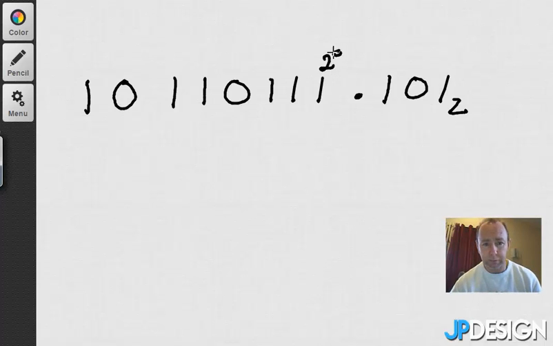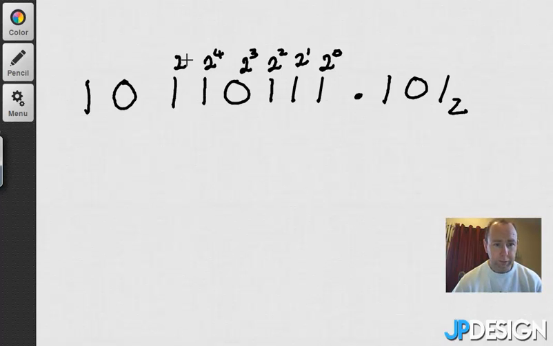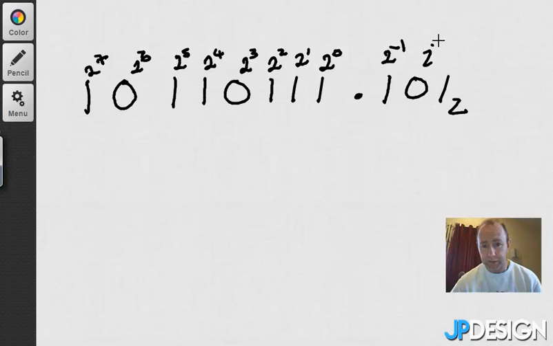So we'll start here with 2 to the 0, 2 to the 1, 2 to the 2, 2 to the 3, 2 to the 4, 2 to the 5, 2 to the 6, and 2 to the 7. Now, what we do is we come to this side, and it's actually 2 to the power of minus 1, 2 to the power of minus 2, and the other one is 2 to the power of minus 3. Now, so again, we ignore any of the zeros, and we'll write it down, and we add the numbers.